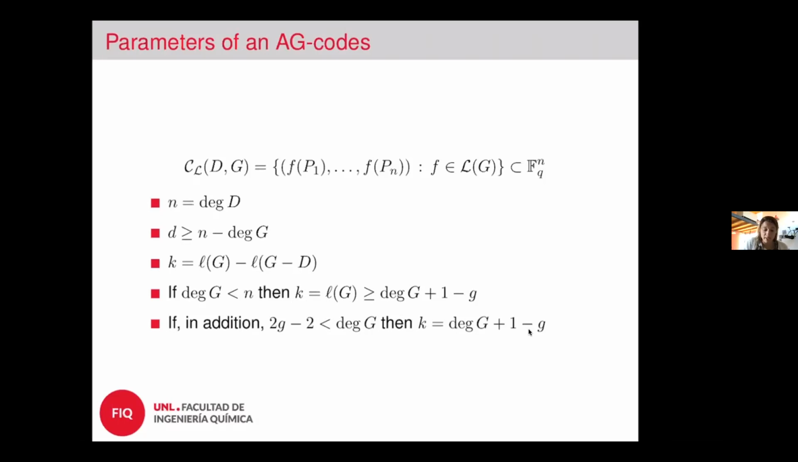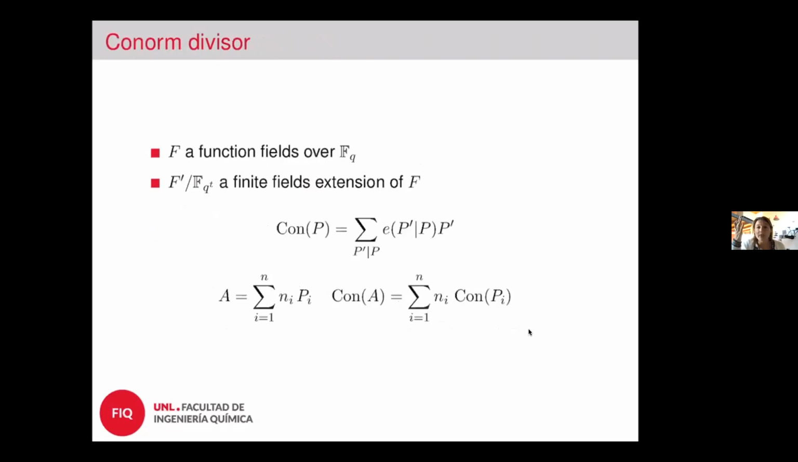So what we did is to use the conorm divisor to obtain another AG code when we start from one AG code, to obtain another one in an extension. Here, we are thinking that we have F, our function field over F_q, and we have a finite field extension F', that could be considered over the same finite field or another F_q^t. And this is finite.